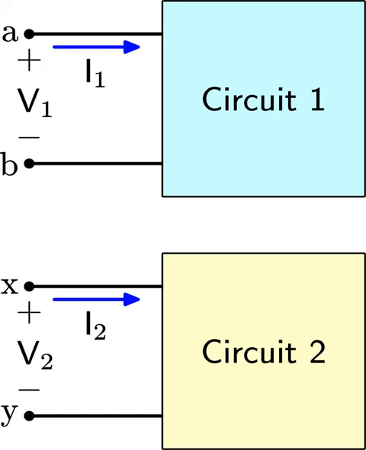Topic: Special case, current division of two parallel components. I_1 = Z_2 / (Z_1 + Z_2) I, and I_2 = Z_1 / (Z_1 + Z_2) I.